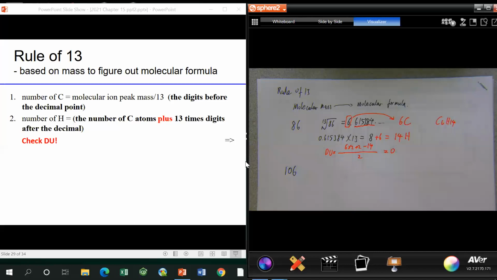Not hard. First, 106 divided by 13 will generate a small number. The digit before the point will be your carbon number. And the number after the point, you times 13 plus the carbon number, that will be your hydrogen number. Take a try. Once you're done, please type your answer in the chat window. How many carbons, how many hydrogens for this molecule? And also type the DU number in the chat window.